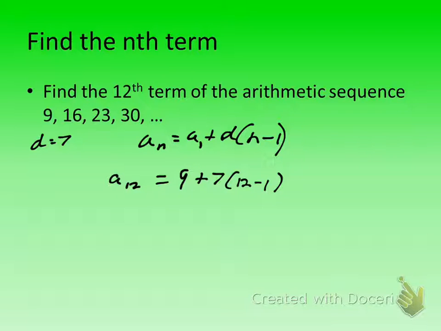That makes sense. Okay. Do your order of operations. 12 minus 1 is 11. 11 times 7 is 77. 77 plus 9 gives you A sub 12 equal to 86. So what this means is that A sub 12, if you went down this sequence to the 12th spot, you would find 86. Okay, that's how it works.